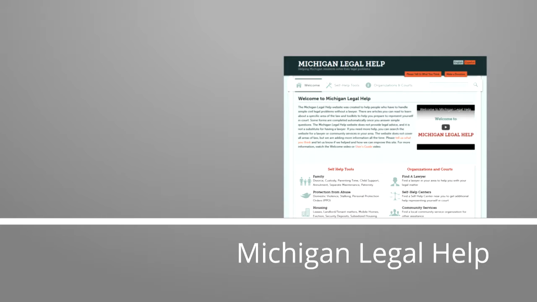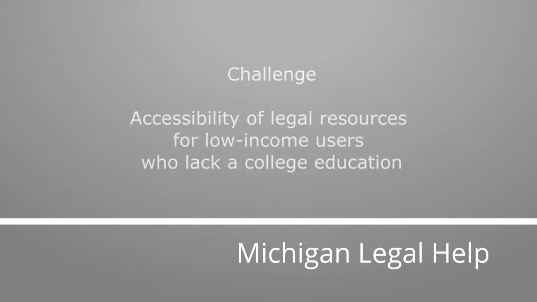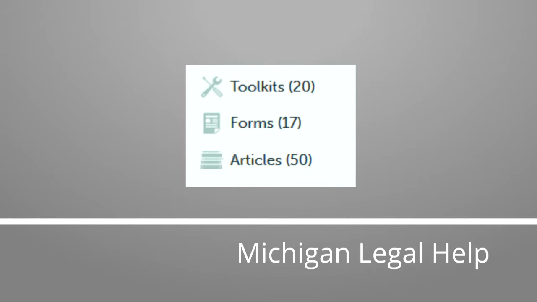MLH is an online legal self-help website created to help people manage simple civil legal problems without the assistance of a lawyer. The website is most commonly used by those having legal issues concerning family, abuse, or housing. One challenge our client seeks to address is the accessibility of legal resources for low-income users who lack a college education. Michigan Legal Help provides toolkits, forms, and information about community resources.